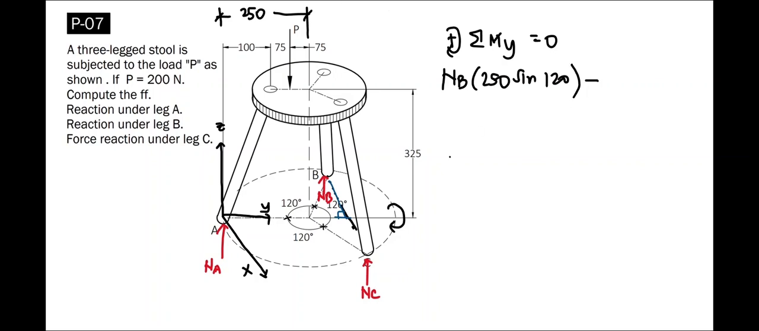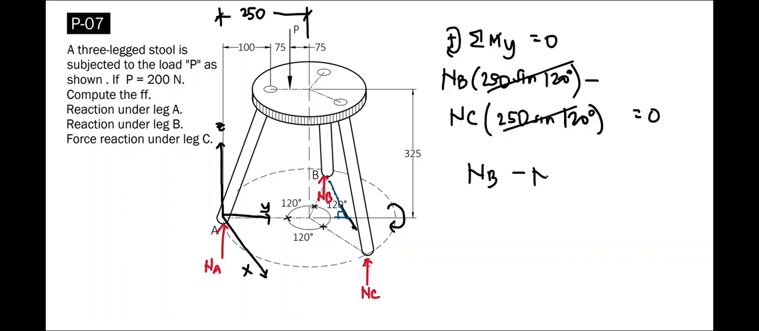minus the force of N sub C that would induce a counterclockwise rotation. So its moment arm distance is the same, that's 250 sine of 120 degrees, all equal to 0. Now by factoring out 250 sine 120 degrees, we can cancel these two factors here, leaving us with N sub B minus N sub C equal to 0. This is by dividing the equation by 250 sine of 120. So here you can see that N sub B is equal to N sub C. This serves as our first equation.